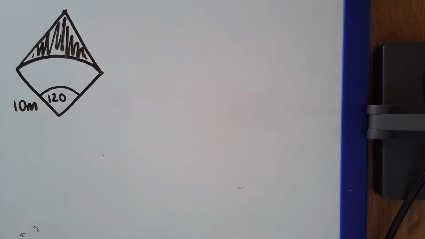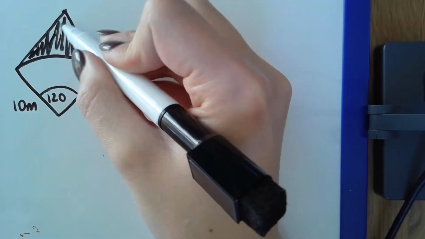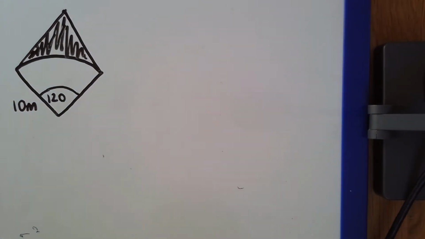Question 20, paper 2, 2017 for Edexcel. So you should have your paper in front of you whilst you're watching this. We've got a shape that looks like this.